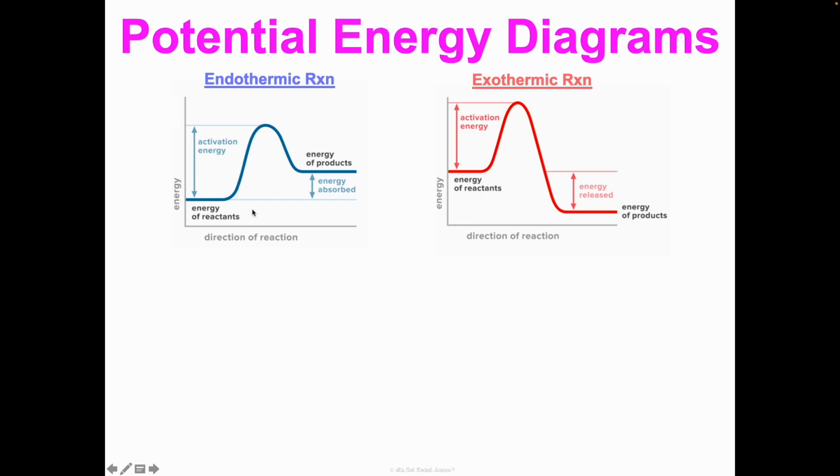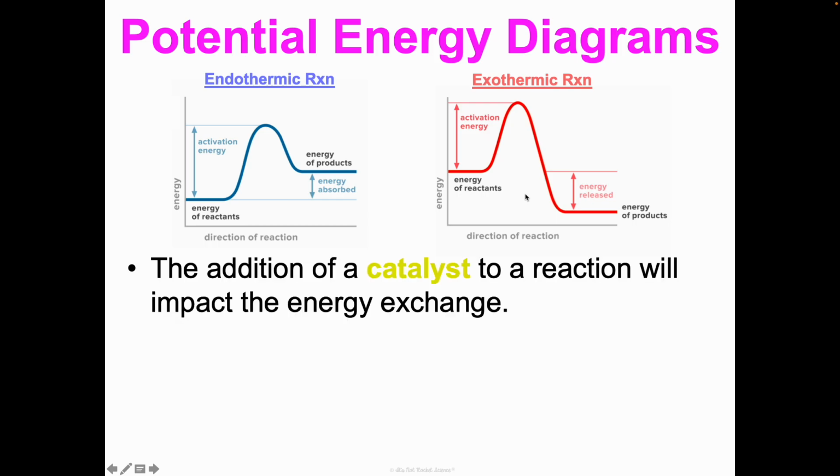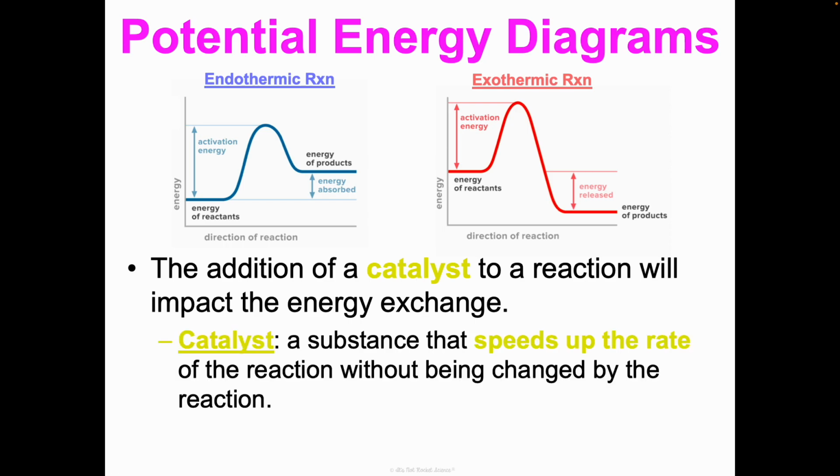Now, something that can change the look of these potential energy diagrams is something called a catalyst. The addition of a catalyst to a reaction will impact this energy exchange. So a catalyst is a substance that speeds up the rate of the reaction without actually being changed by the reaction, okay? It's not a reactant, it's not a product, but it can change the reaction by lowering the activation energy.